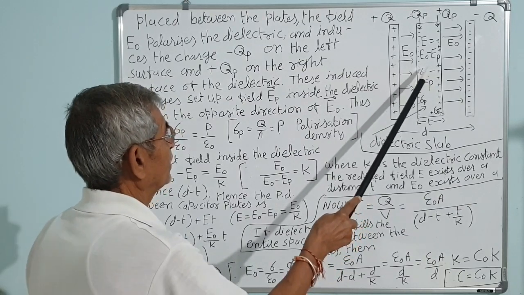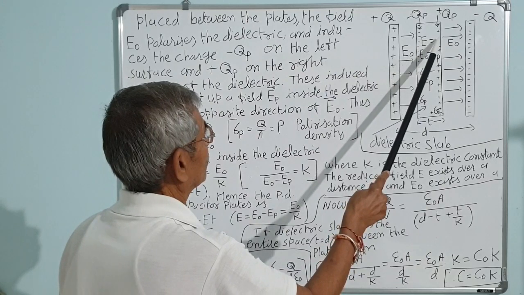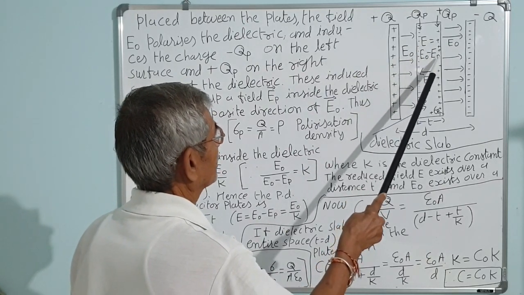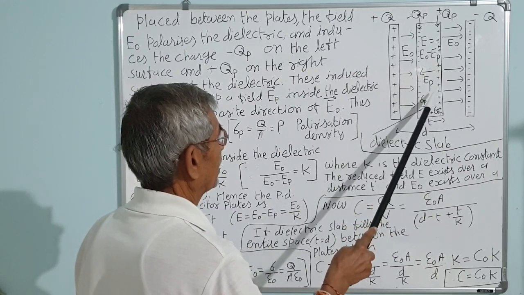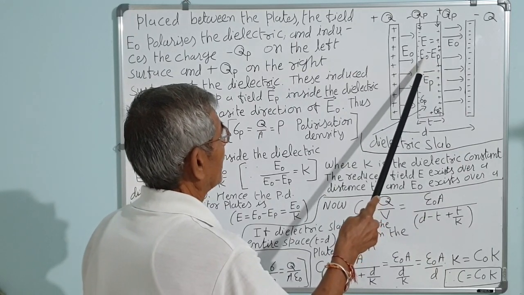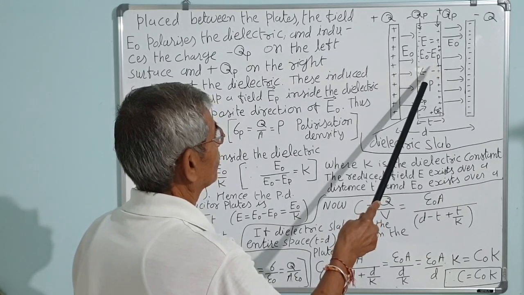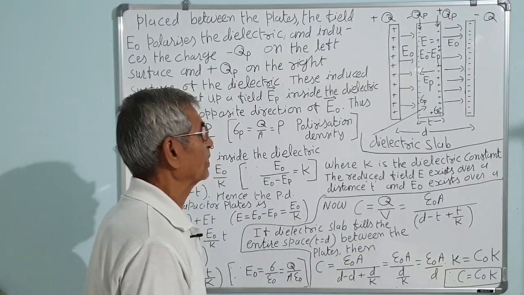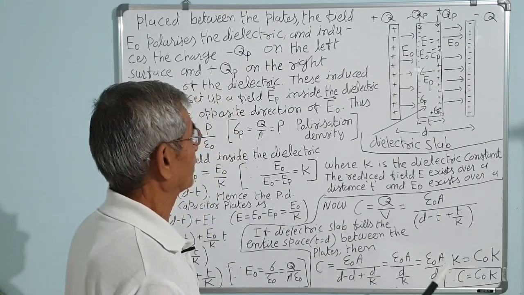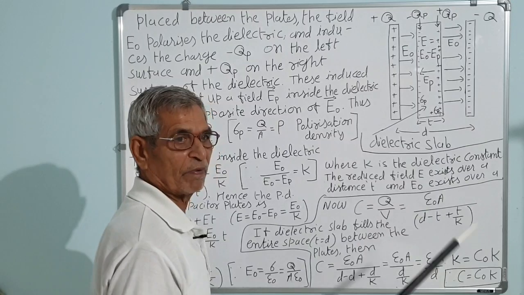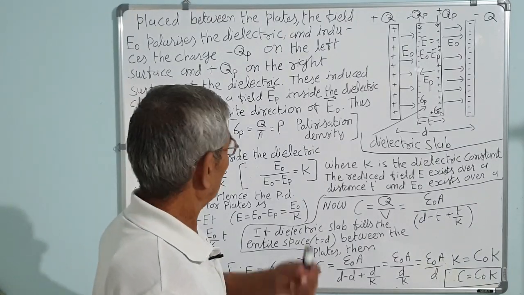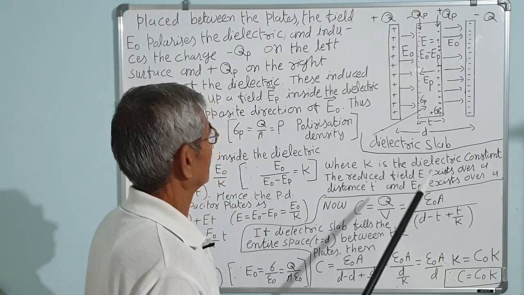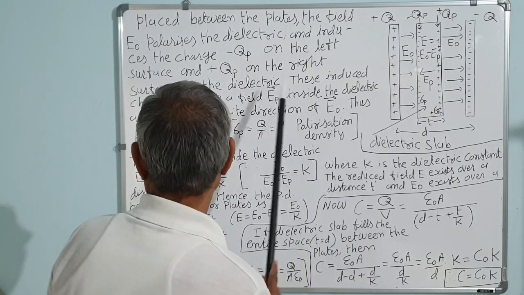So, the net field inside the dielectric will be E is equal to E0, that is, when no dielectric is placed, minus Ep. So, it is reduced. In this area there is a reduced field, E0 minus Ep. E0 upon E, or E0 upon E0 minus Ep, is called the dielectric constant. It has three definitions. It is equal to the permittivity of the medium upon the permittivity of free space, and it is also equal to the capacitance in the medium upon the capacitance in free space. We will see later on.